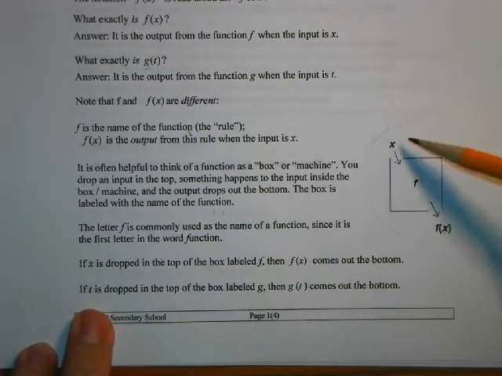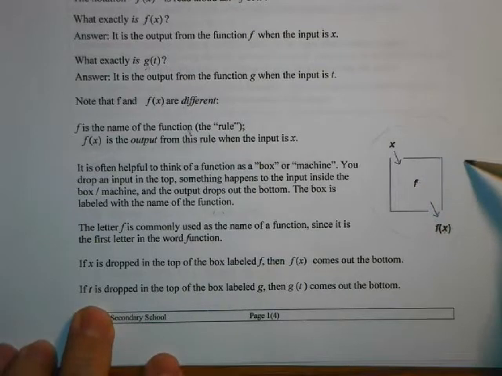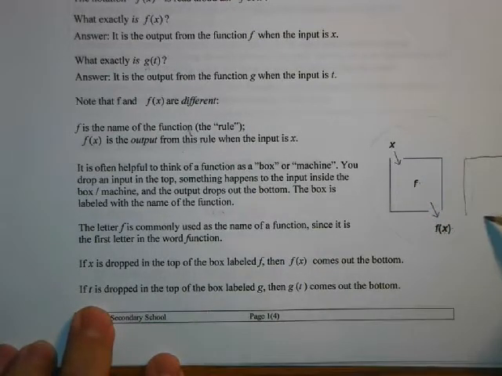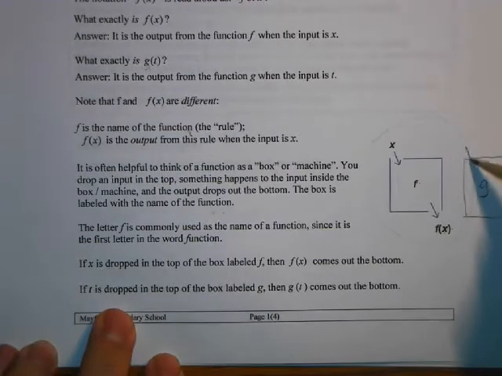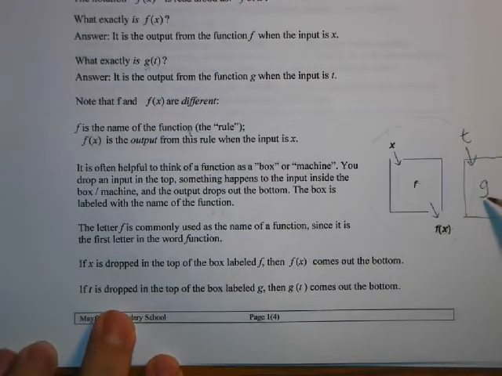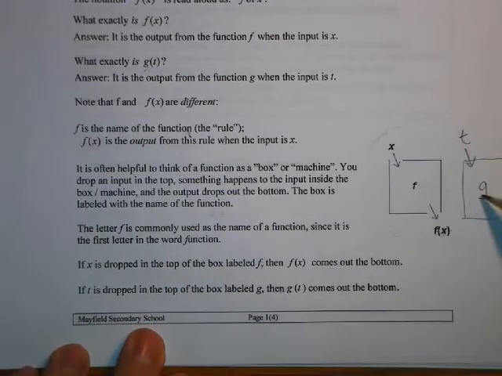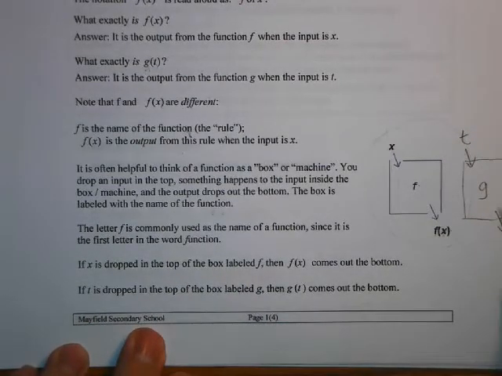If we change this up a bit, if I had a function called g, and if I had my input t dropped into the box labeled g, which is the function, then that function output would be called g of t.